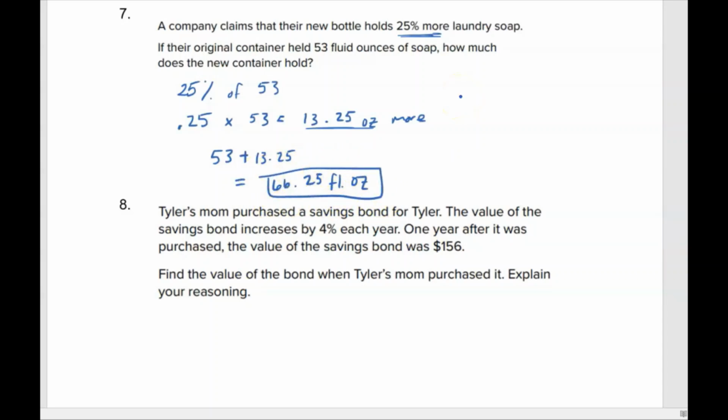Very common way to do that. The other way that you could do that is you could say, well, if it's 25% more, that's the same thing as thinking of it as 125% of 53. And so maybe you said 1.25 times 53, and that would actually give you the same answer as what we got right here. Okay, a couple different ways to tackle that one.